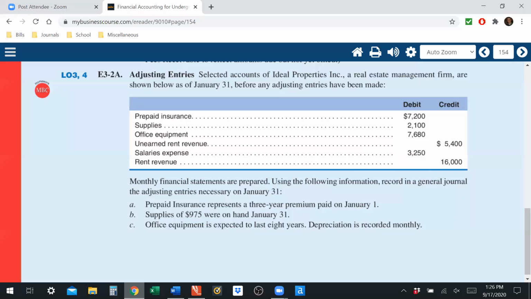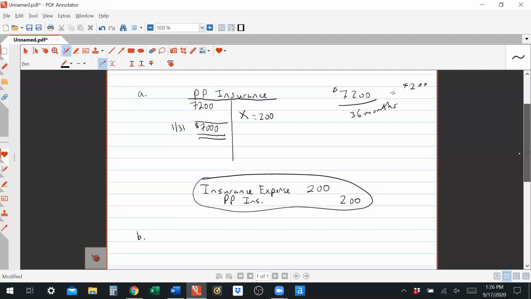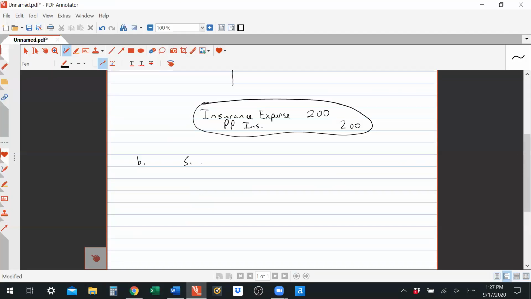Supplies of $975 were on hand at the end of the month. And you say, wait, it said that the ending balance in supplies on January 31st was $2,100, right here. But that's before any adjusting entries. And what they're saying in Part B is the ending balance in supplies should be $975 after adjusting. So the adjustment then, if we make a T account for supplies, there's the balance before adjustment. They said the balance after adjustment should be $975.